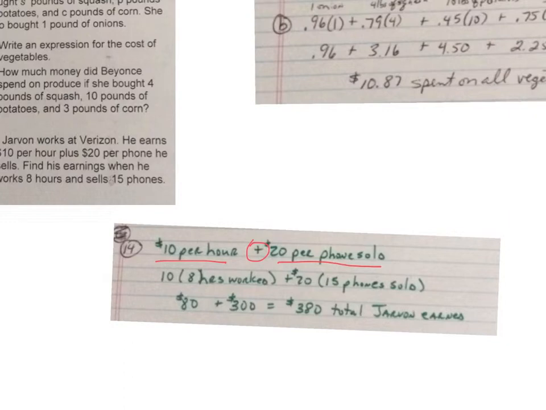So he worked 8 hours, so 10 times 8 is 80. And then he sold 15 phones, so that's $20 for every phone, so 20 times 15. That means he made $300 off the phones. Put that together, and he's made $380 total. And basically, if you're able to put those into expressions, it'll be half the battle on this test.